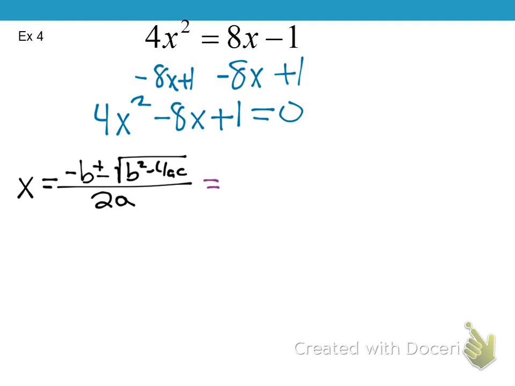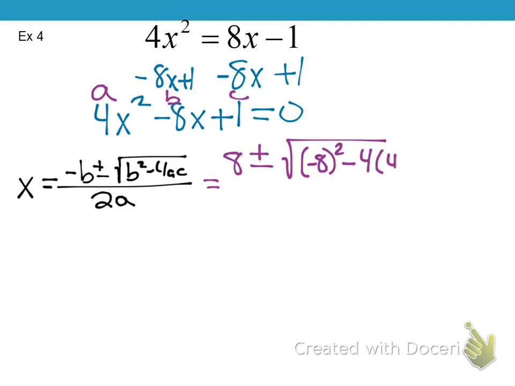All right. What is A? 4. Not x squared, just the 4. What is the B? Negative 8. What is C? 1. So I want negative negative 8 plus or minus the square root of negative 8 squared. I'm going to keep it in parentheses so I remember it's a negative 8 times a negative 8, minus 4 times 4 times 1, all over 2 times 4.